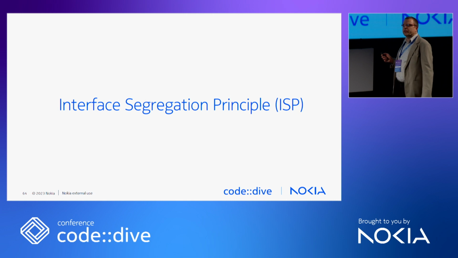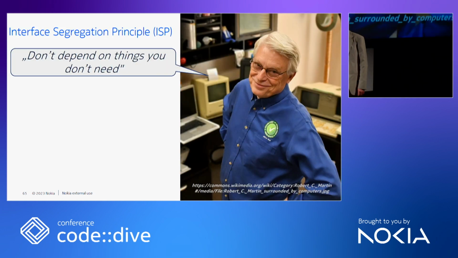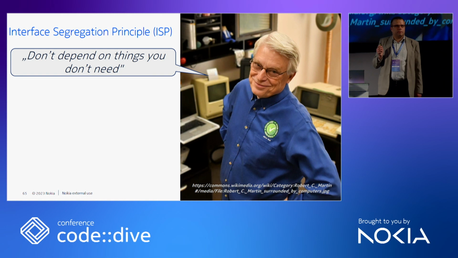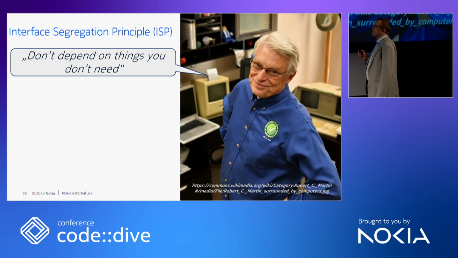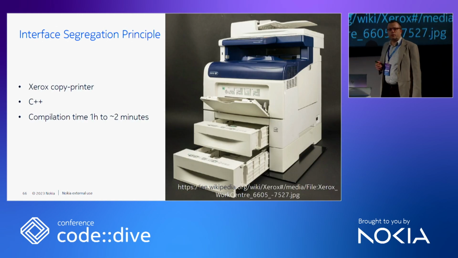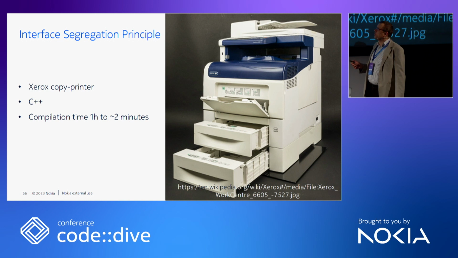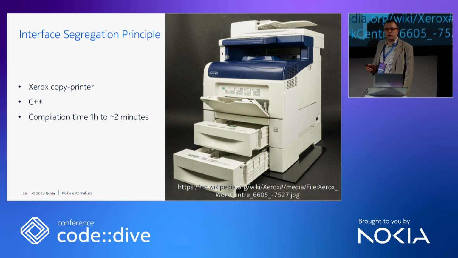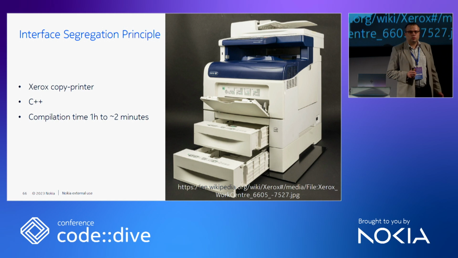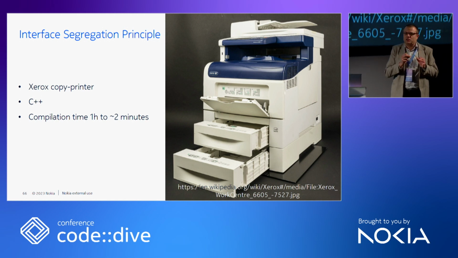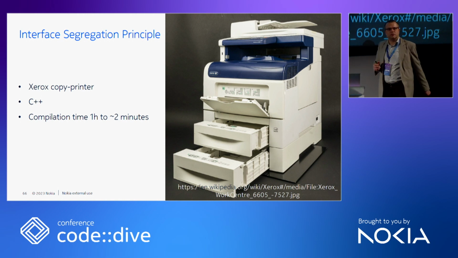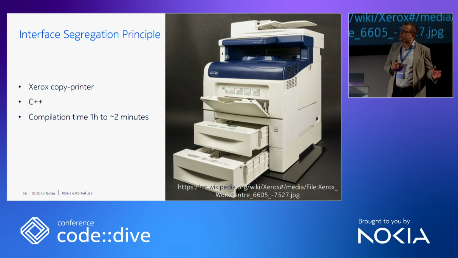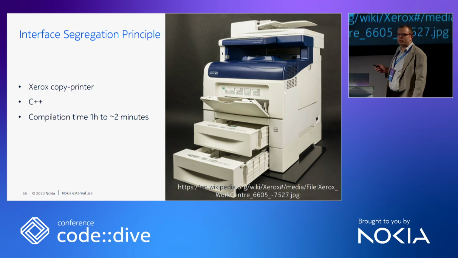We know the interface segregation principle thanks to this guy again. He said that we shouldn't depend on the things we don't need. And he said that while he was working at Xerox, there was a complicated copy printer. The software was in C++, and it would compile in an hour. Now imagine, you make a tiny little change to the code, and you wait for an hour, not 2 minutes, like Pavel said in a speech before, but an hour. And by getting rid of all dependencies, they reduced the time to just 2 minutes.